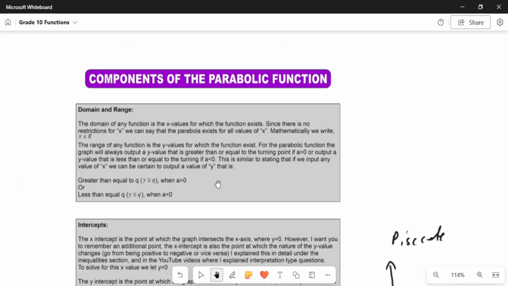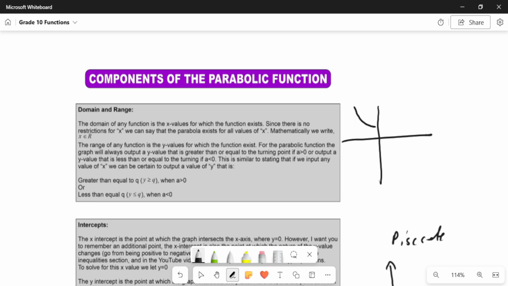Now let's move on to the domain and range. When we talk about the domain, it is the x values for which the function exists. Since there are no restrictions for x, we can say that the parabola exists for all values of x. So what would that look like? Exactly as we illustrated the parent function, you have a parabola with arrowheads going on both sides. So it shows you that it goes to positive infinity and negative infinity. There are no restrictions, right? Mathematically, we write x element of real.